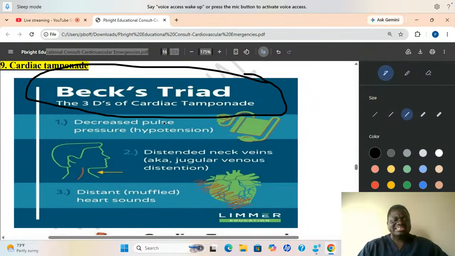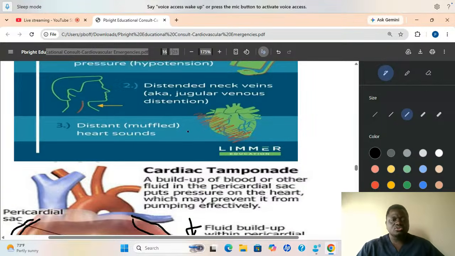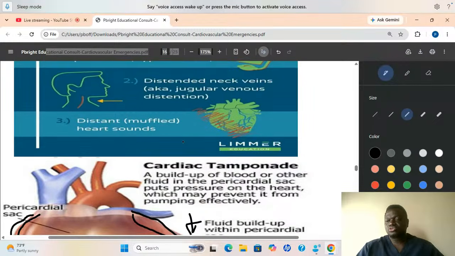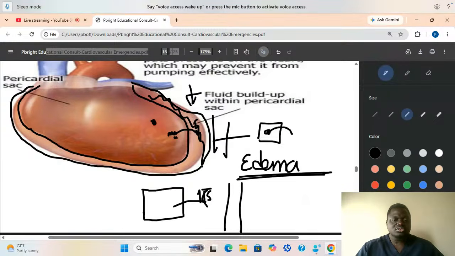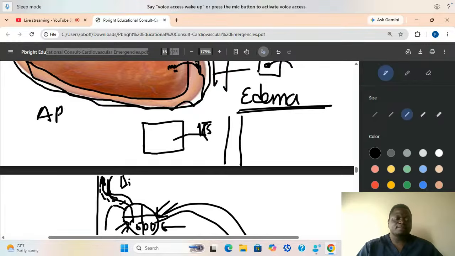Good. The third one is what? We have hypotension, and the muffled sounds. The third one is the muffled heart sounds. You see this pericardial fluid. Take your stethoscope and do your auscultation. You hear abnormal heart sounds. That will tell you that this is distant.